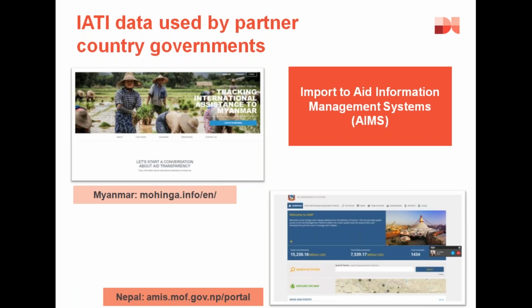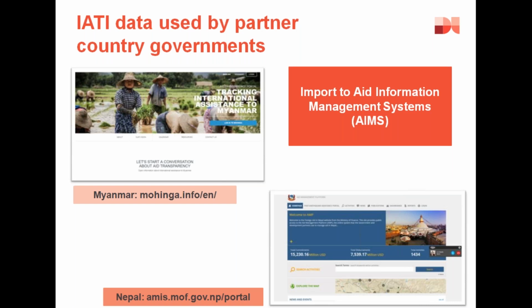In terms of who else is using the data, well, we certainly know that partner country governments, who were the original intended primary users of IATI data, are using it. So IATI data is there to inform and provide budget support to partner country governments, and that is happening.